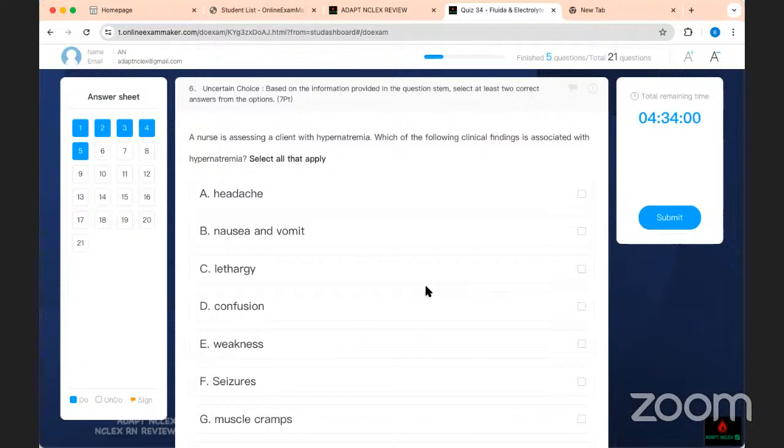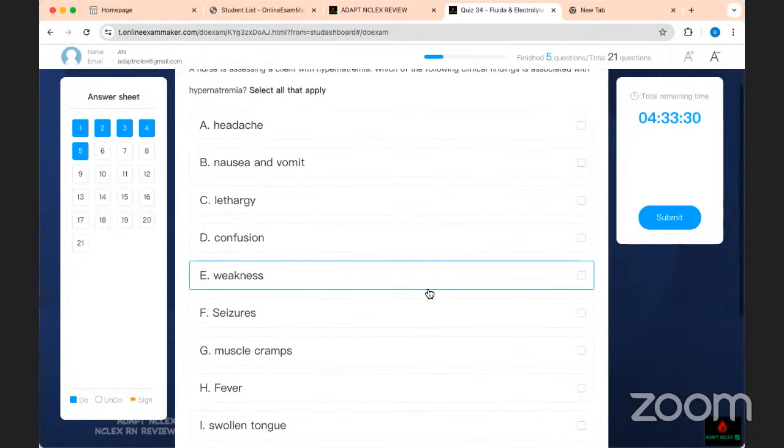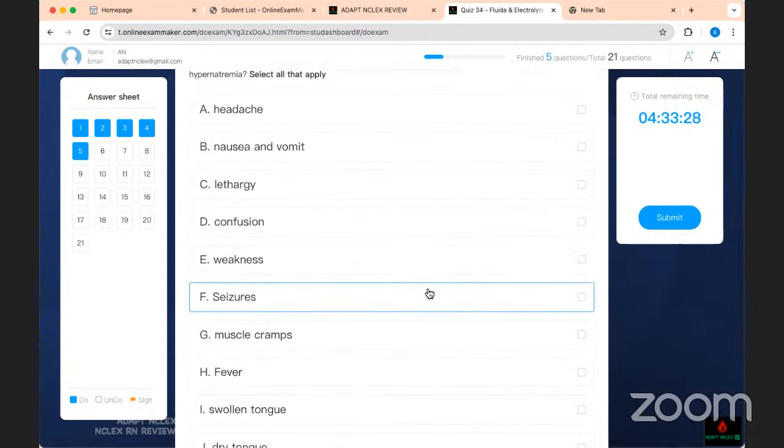Which of the following clinical findings is associated with hypernatremia? Some of these signs and symptoms you have to know. But there's one key. Hypernatremia has some neurological side effects, but mostly it's external, right? You can see signs of dehydration and everything is so dry. That's why your sodium is so high. But you may have some neurological complaints associated with that.